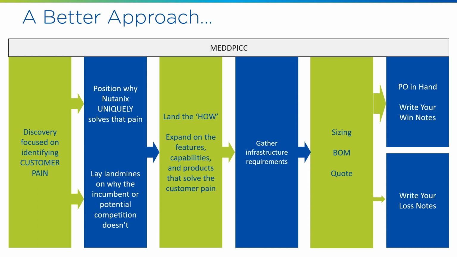So if we go back to the concept of not trying to fulfill requirements and really trying to address customer pain, then we have to make sure that we really focus in on doing full and proper discovery to identify all of that pain. And once all of that pain is on the table, then we want to be able to go through and position why Nutanix uniquely solves that pain, and then be able to lay appropriate traps and landmines on why the incumbent or the potential competition doesn't.